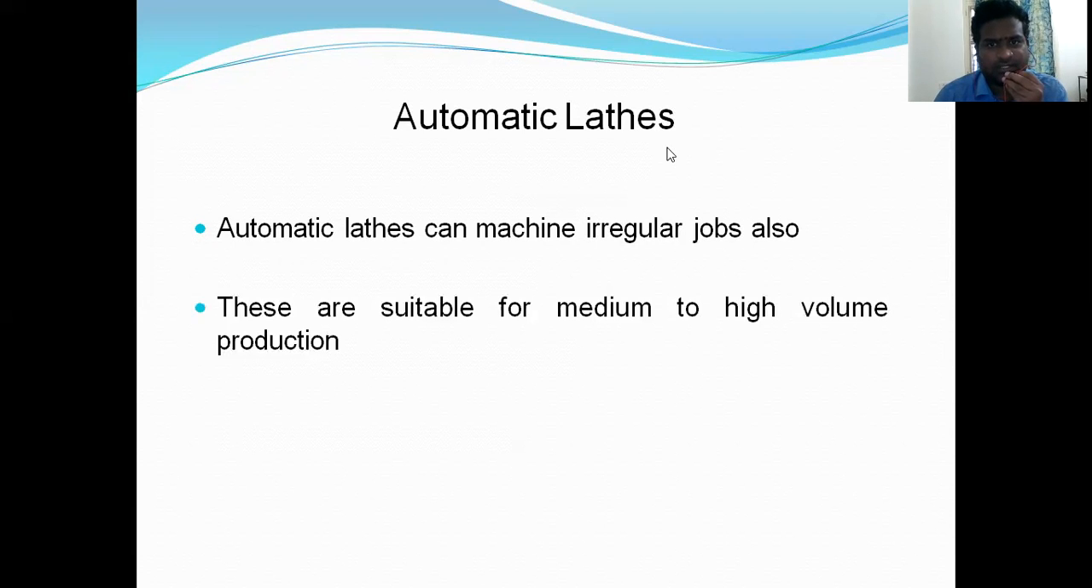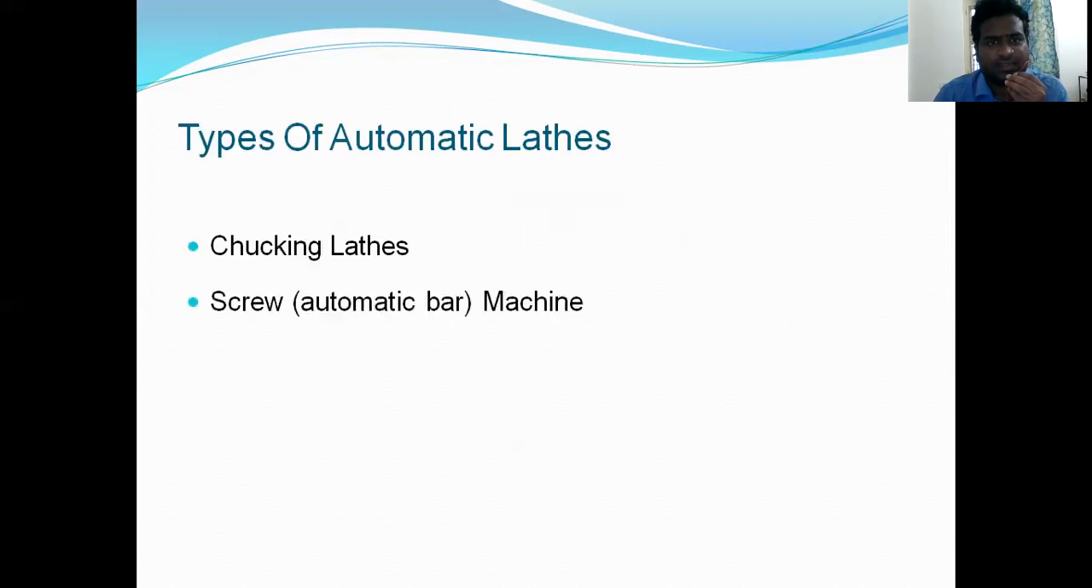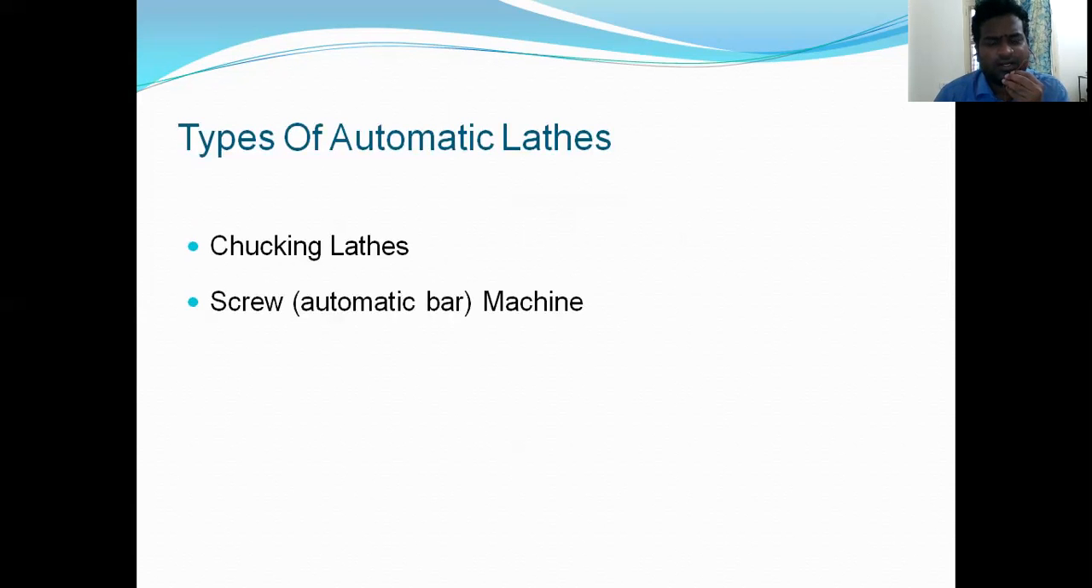These are suitable for medium to high volume production. Automatic lathes are suitable for medium to high volume production. Volume means the number of products produced. So automatic lathes have two types. One type is the chucking lathe, and the second one is the screw automatic bar machine. The chucking lathe is also an automatic lathe, and the screw machine is also an automatic lathe.